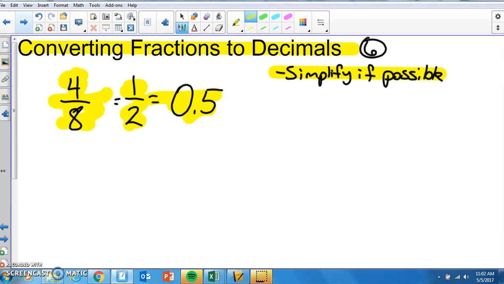1/2 or 4/8 means division. So we take the top number, put it on the inside, turn the board off and turn it right back on. 1/2 is a fraction. It means division. Of course, my board's still messed up. Give me one more minute.